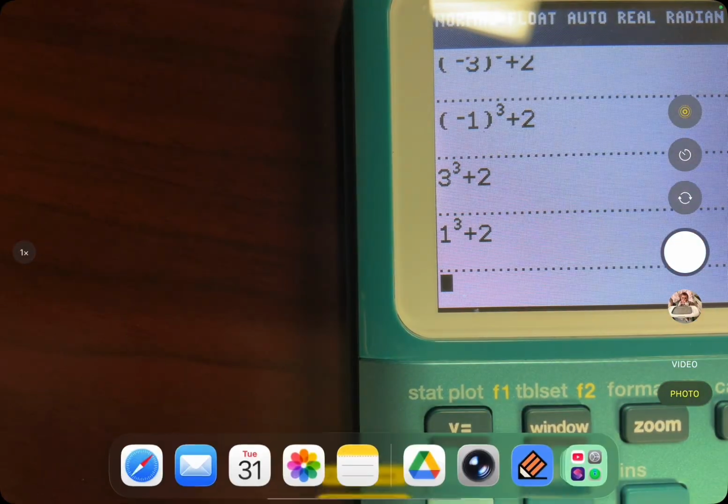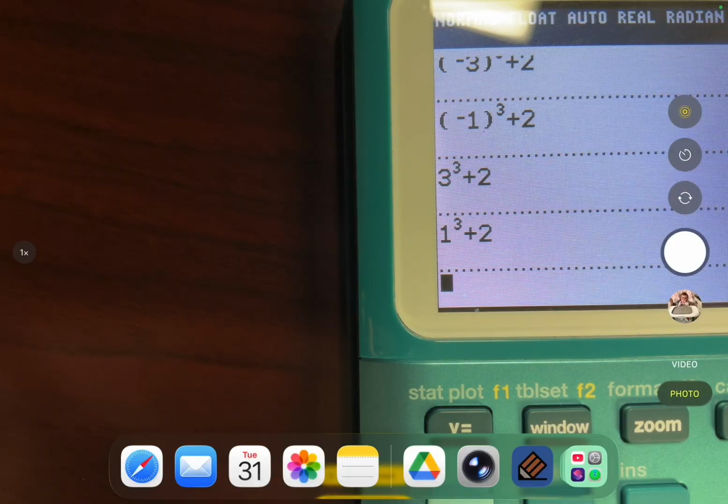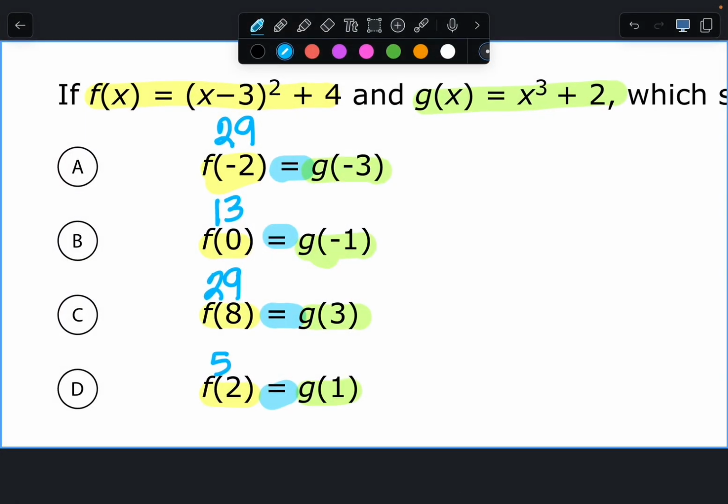So on the other side of the equation, for the -3, what do you get as your response? -25. And then for the next one? 1. And? 29. And? 3. So which ones gave you answers that were equal? C. All right.